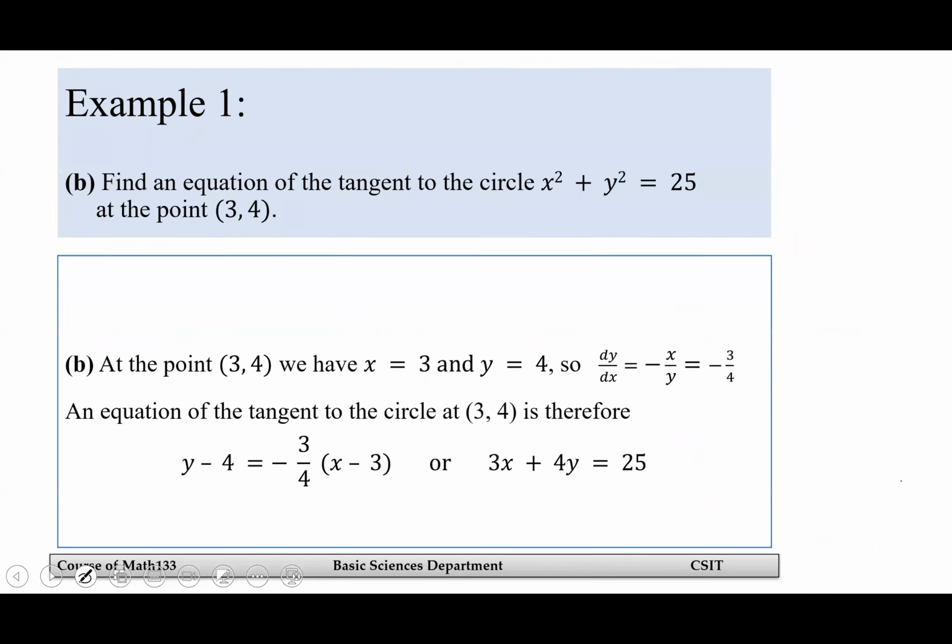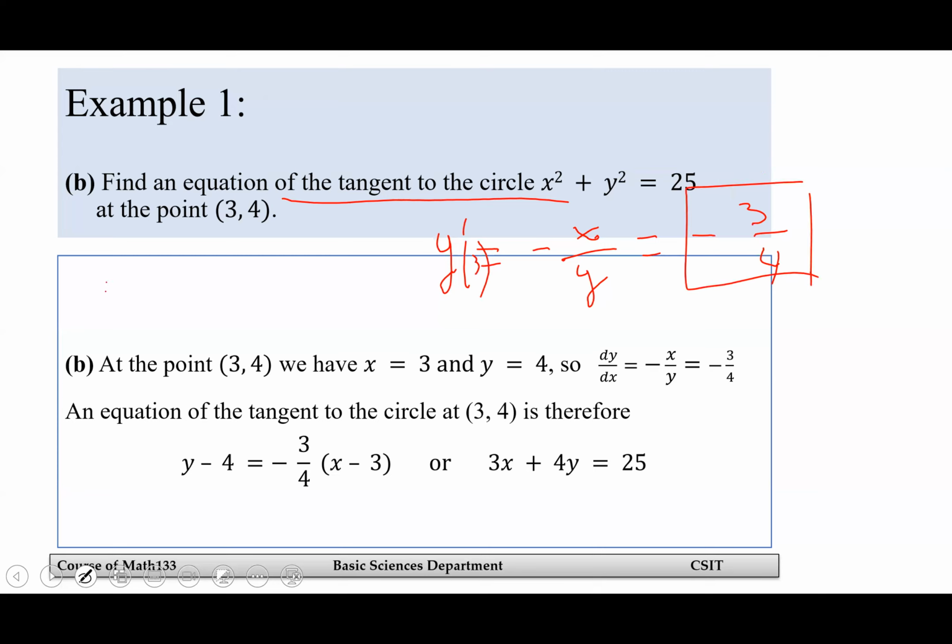Now I will go to example number 1. This was already done in the previous example, but here, as an application of implicit differentiation, we want to find the equation of the tangent line to this graph. We know from the previous equation that y prime is equal to minus x over y. At the given point, it will be equal to minus 3 over 4. So y prime at 3 is equal to minus 3 over 4. That's the slope of the tangent line.